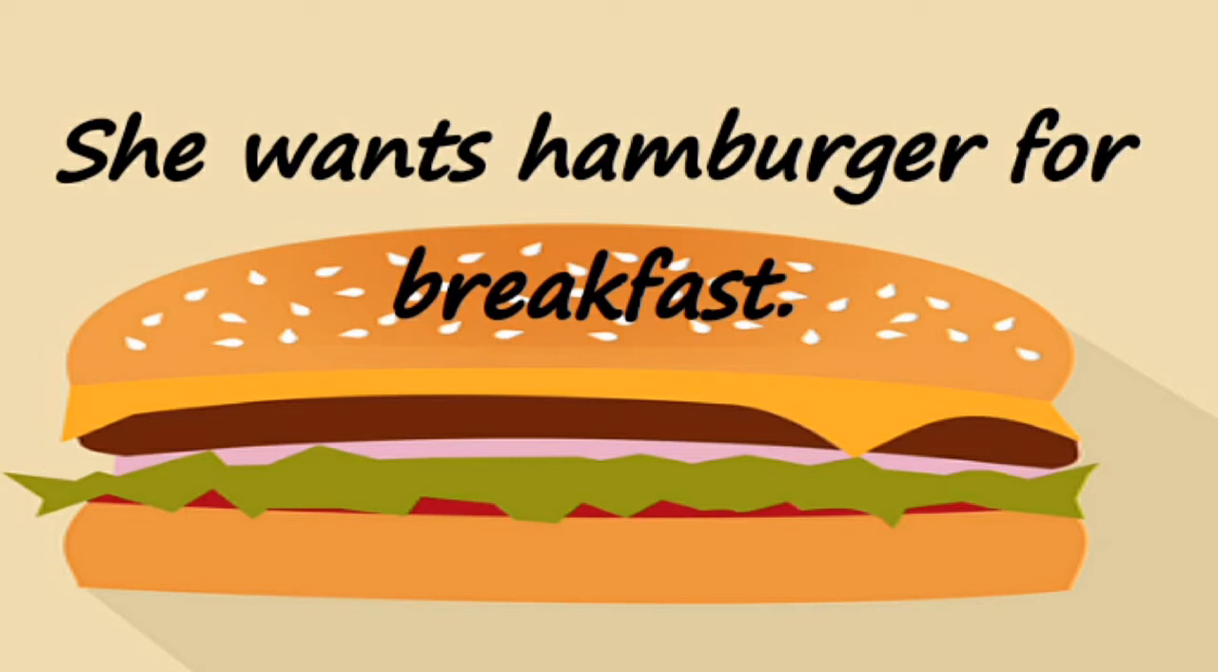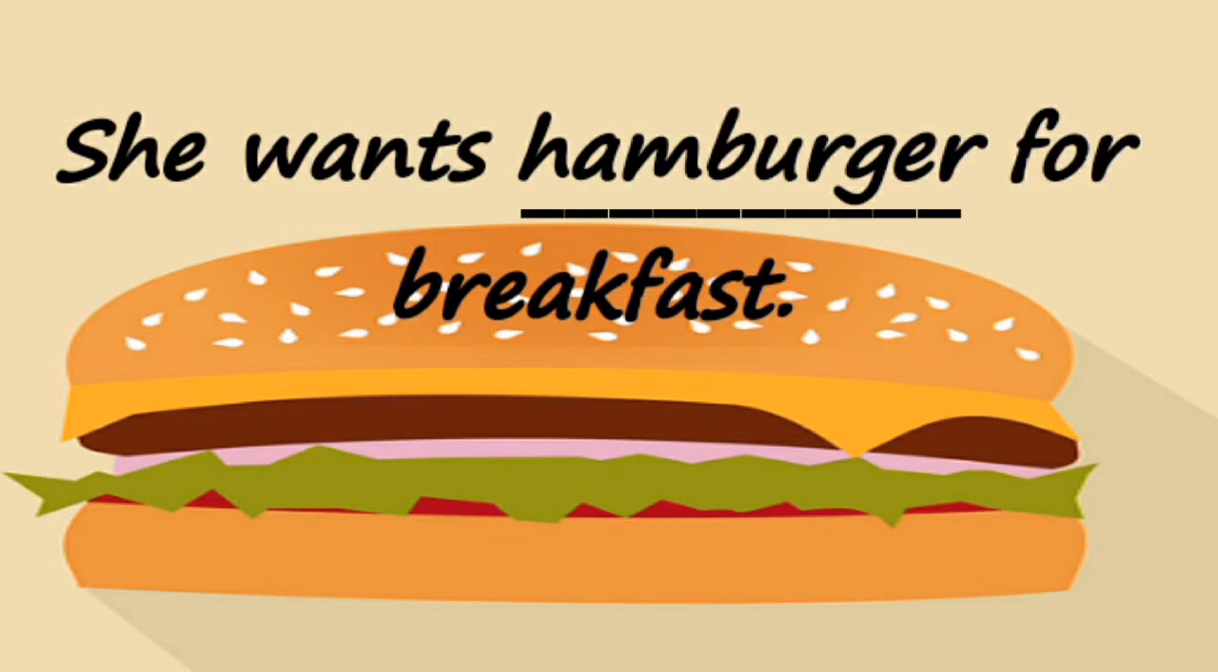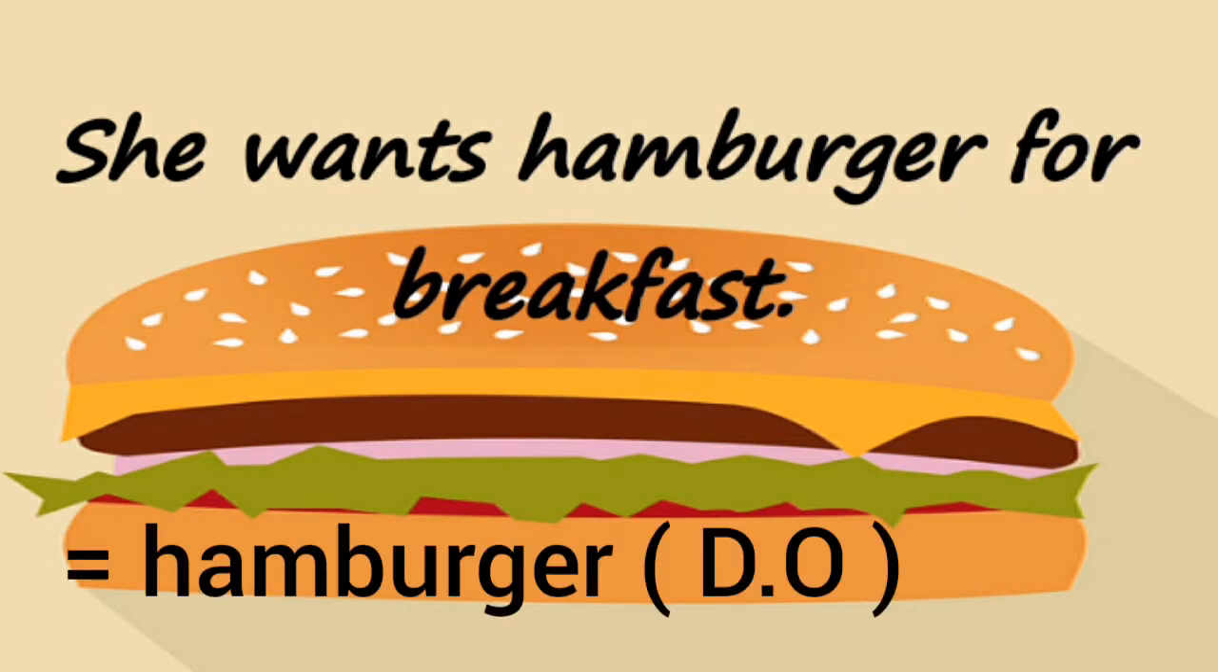Example of sentence with direct object. She wants hamburger for breakfast. She is the subject, wants is the action verb. So to find the direct object, say first the subject, then the verb, followed by the question whom or what. Let's try. She wants whom or what? She wants what? Hamburger. So hamburger is our direct object here. Hamburger is a noun receiving the action of the verb wants.